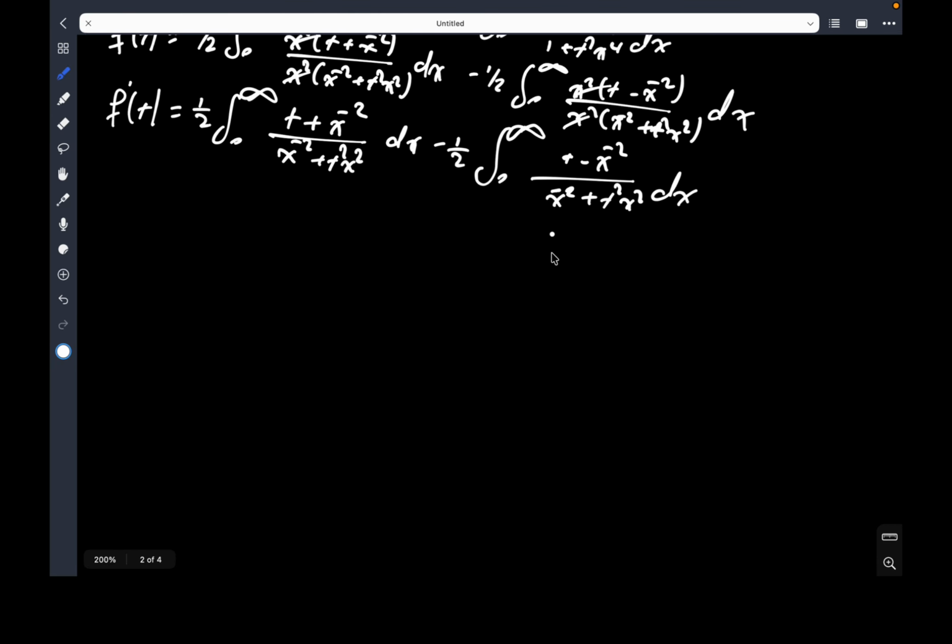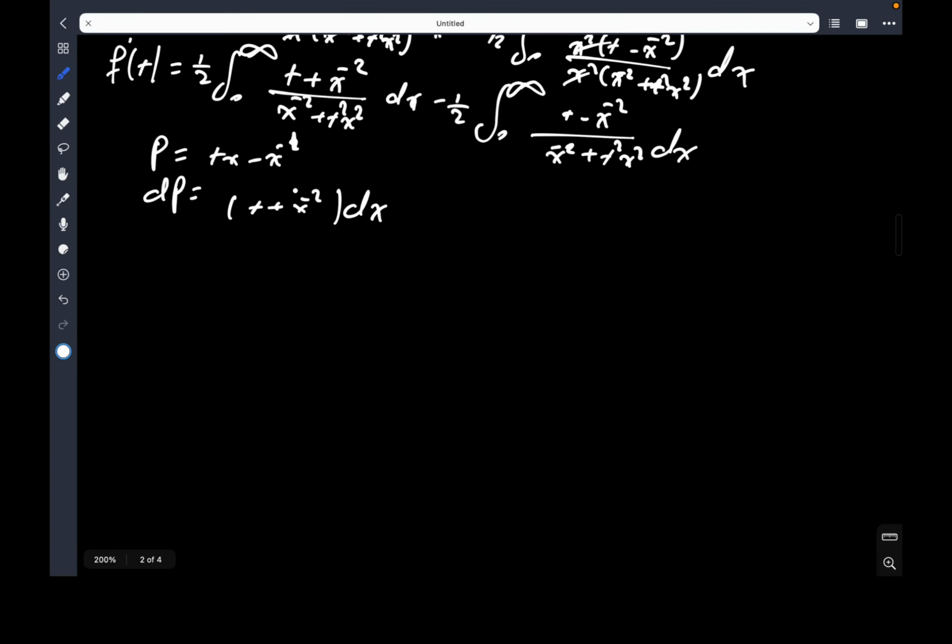So right now what I'm going to do again is define p to be tx minus x to the negative 1, and I'm going to define dp to be t plus x to the negative 2 dx. I'm sorry, it's going to be x to the negative 1. And also I'm going to define q to be tx plus x to the negative 1, my dq thus is going to be t minus x to the negative 2 dx.